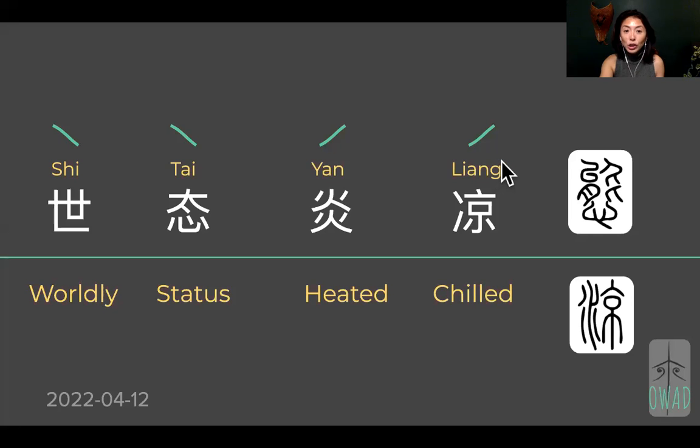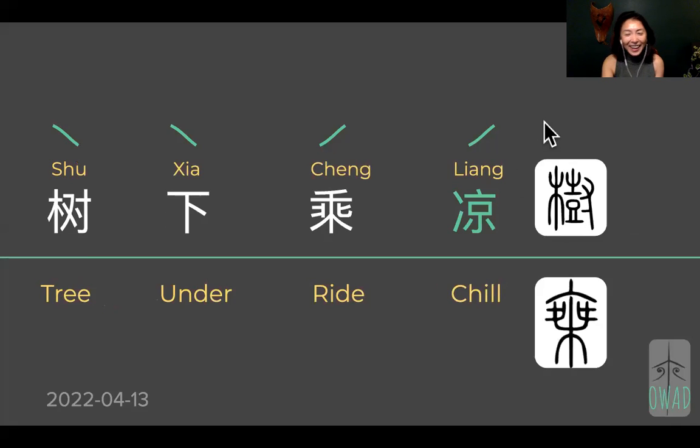Last time we talked about 世态炎凉, which is how you feel, how you sense, how people around you are treating you, either in a heated way, which means they're friendly toward you, they want to be friends, and the other one is chilled. Like when things are not going so great with your life, you're going to feel the treatment from other people more chilled. Okay. 树下乘凉. So we have the same chill here. We are going to talk about what these things are.